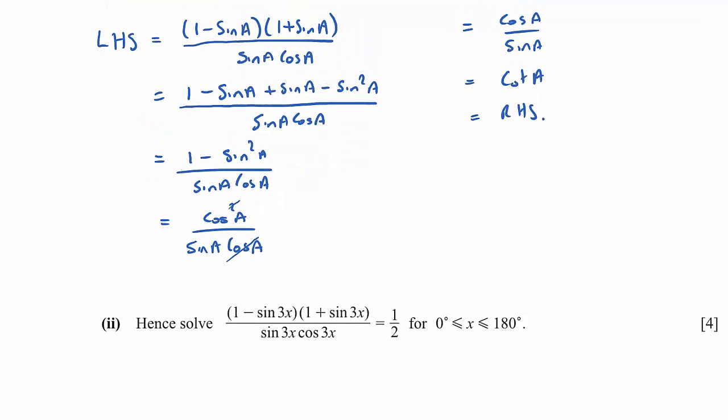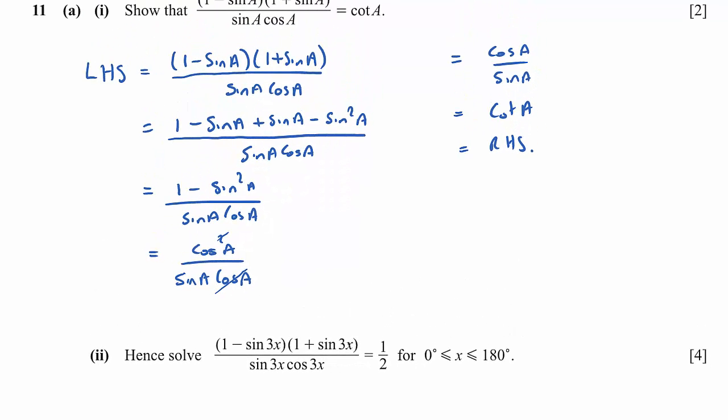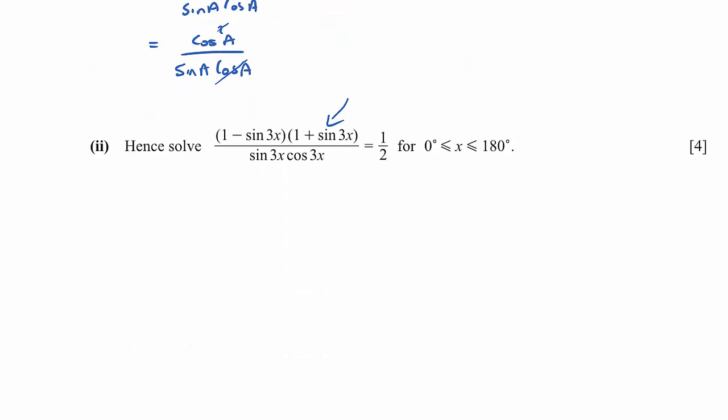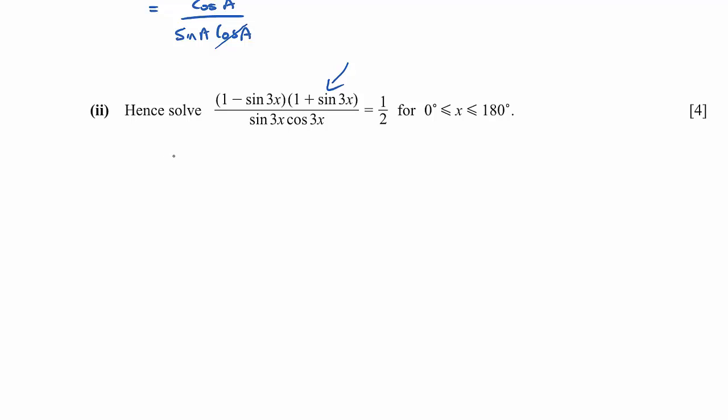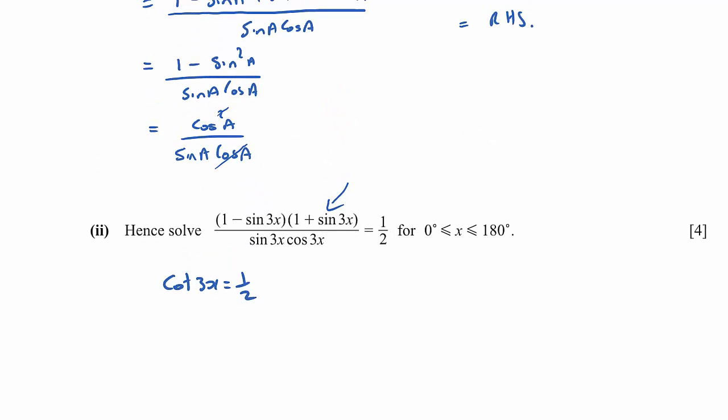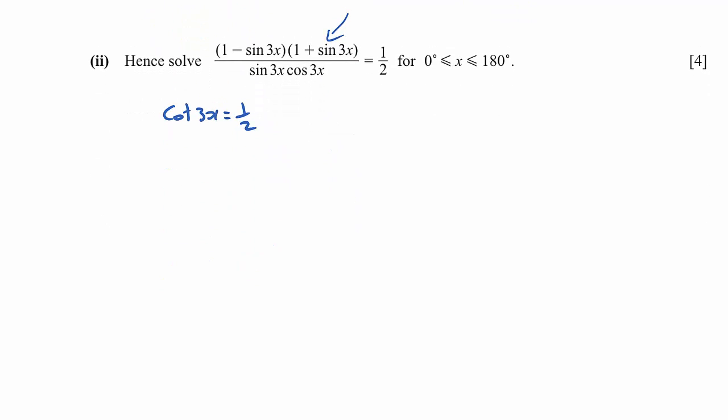And then it says, hence solve this thing down here. Well, by comparison of this with this, I think we can write the left-hand side here as cot 3x. So cot 3x equals a half. And note that's something you can do even if you didn't manage to do the top. So cot 3x equals a half.